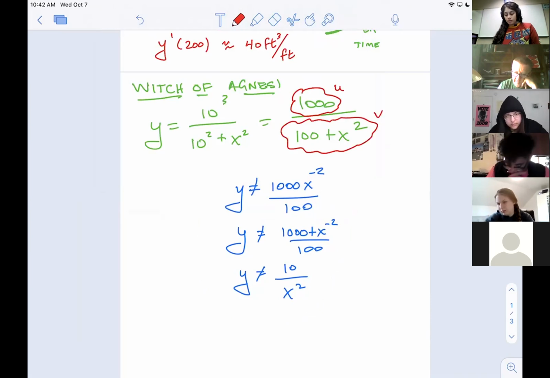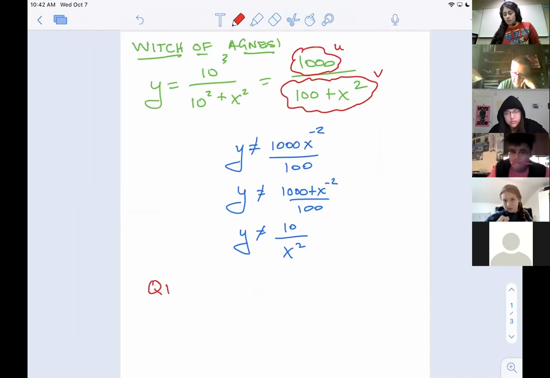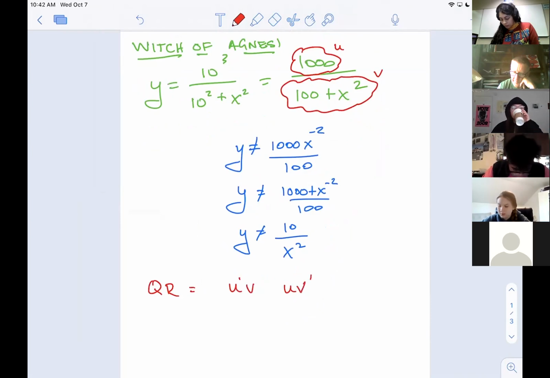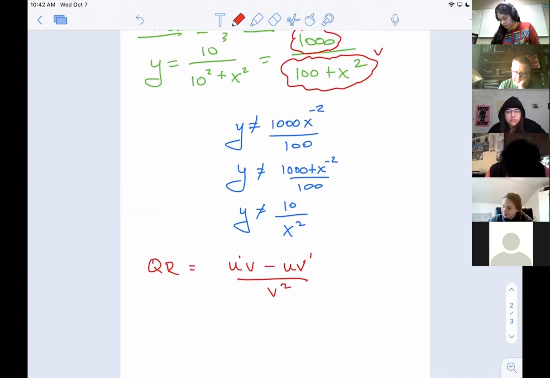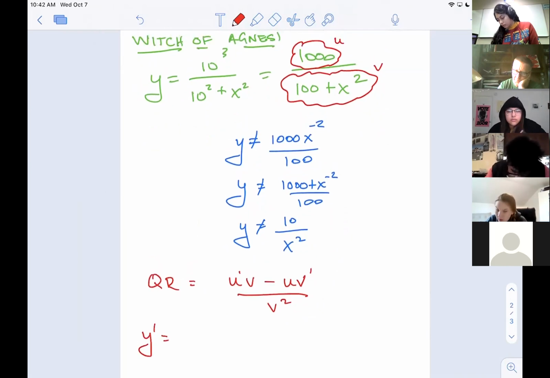I'm reminding myself that the quotient rule is, I kind of have it memorized, u prime v, minus u v prime. That's how I remember it. Then it's over v squared. So that's the quotient rule. You've got a note sheet for it. So what would y prime be then? Well, I'd be taking u prime, looking back up here at the top. What's the derivative of 1,000? 0. Derivative of a constant is 0. So that's kind of cool, because that'll make my problem a little easier.